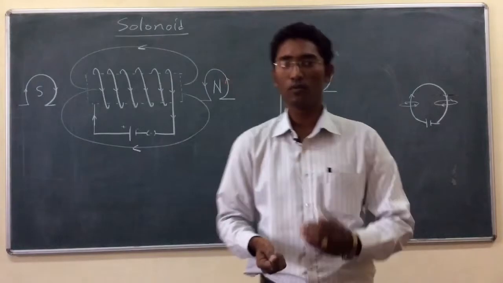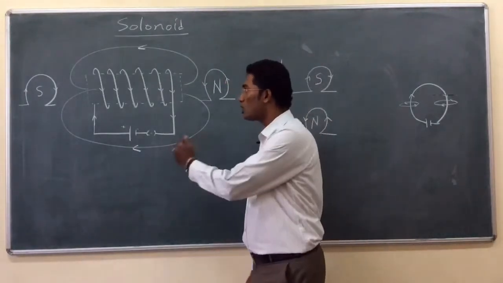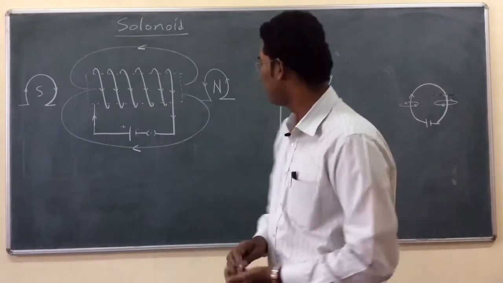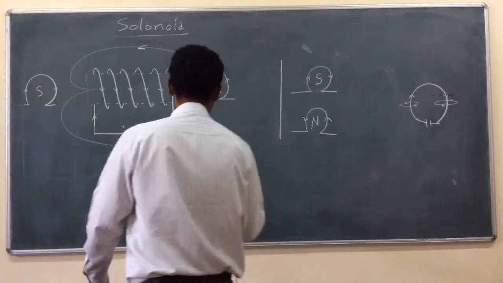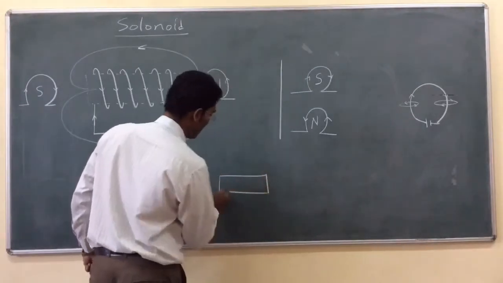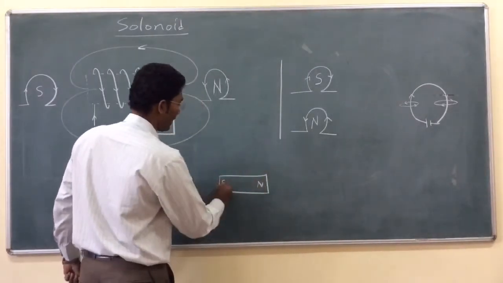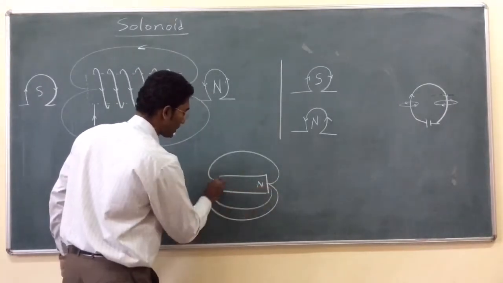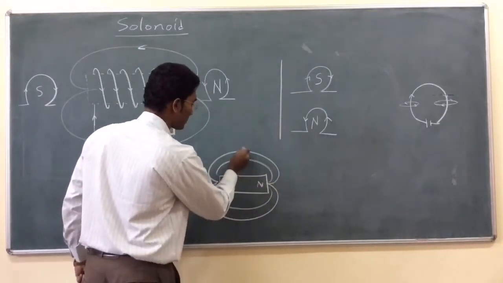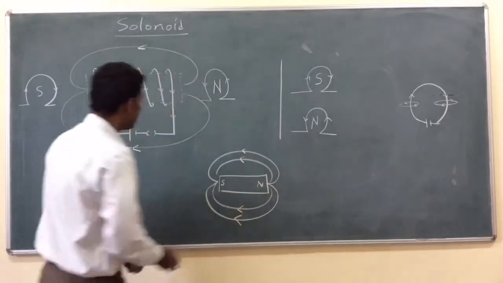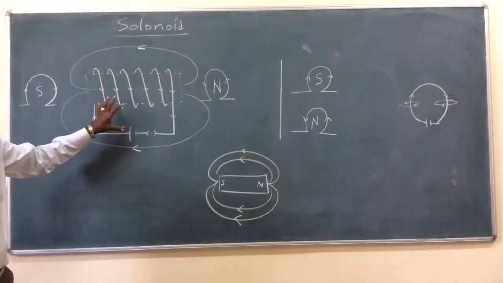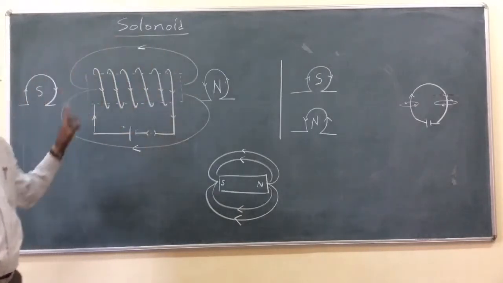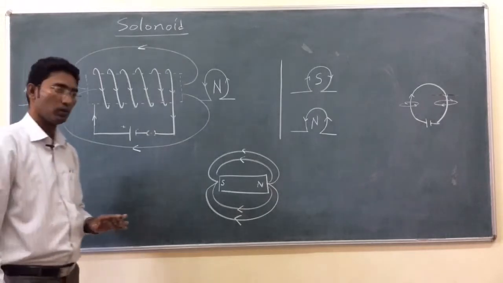Once again, I would like to tell you that a solenoid produces a magnetic field which is similar to the magnetic field produced by a bar magnet. Here we can see, suppose this is a bar magnet, this is the north pole and this is the south pole, then the bar magnet also produces a magnetic field around it, and its direction is from north pole to south pole. In the same way, a solenoid also produces a magnetic field in which the direction of the magnetic field is from north pole to south pole.